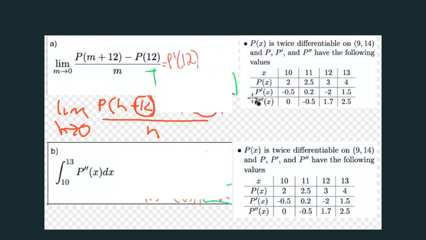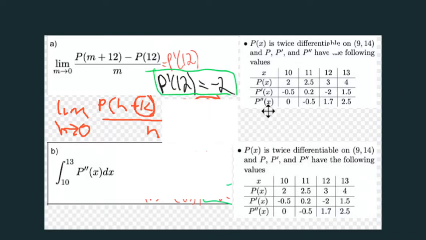P prime at 12: there's the row for p prime, and I go all the way out, there's 12, so I look where they meet. I go across the p prime row and up to x equals 12, and it's negative 2 is the answer. Negative 2 is where p prime and x equals 12 intersect.